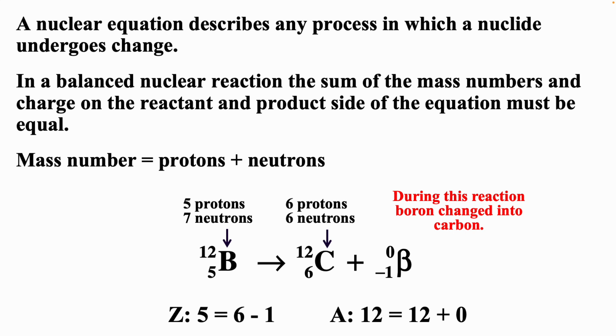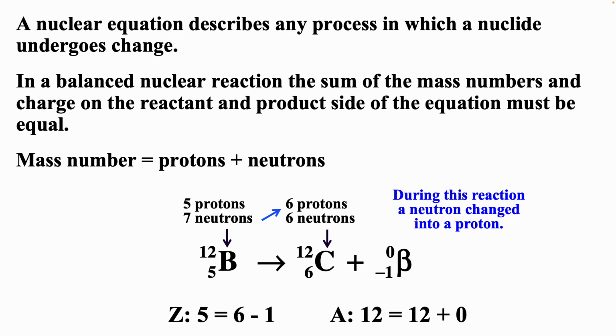Now if we think about it, the boron, again, its atomic number is 5, so it has 5 protons. And 12 minus 5 means it has 7 neutrons. At least boron 12 will have 7 neutrons. Now carbon has 6 protons. Carbon 12 would have 12 minus 6, 6 neutrons. And so during this reaction, what's happening is boron is changing into carbon. You could also think about it as a neutron changing into a proton.